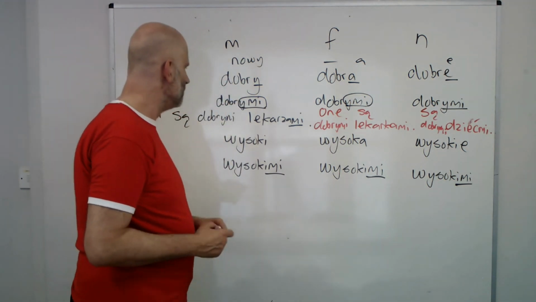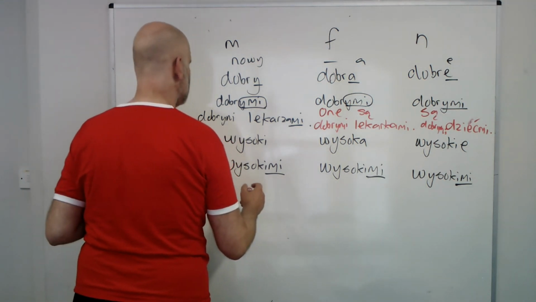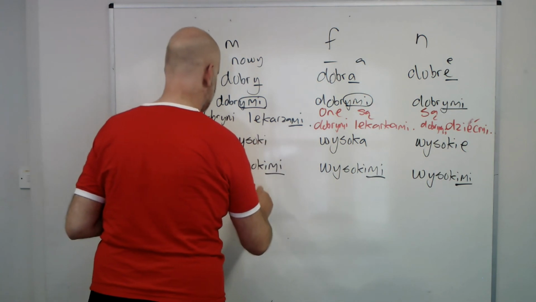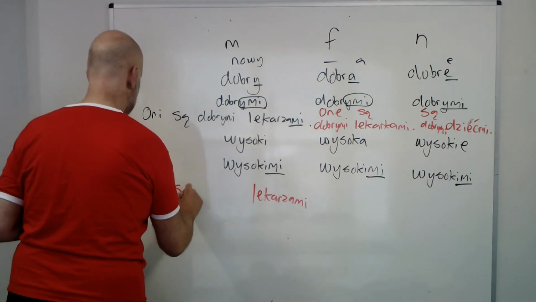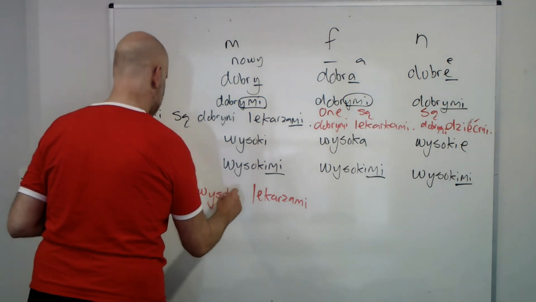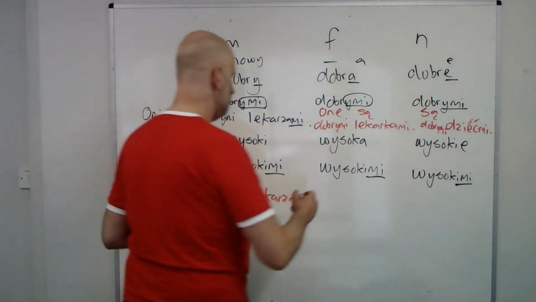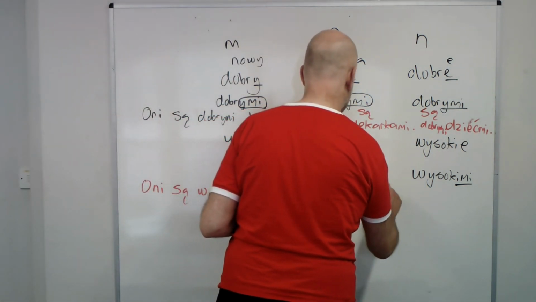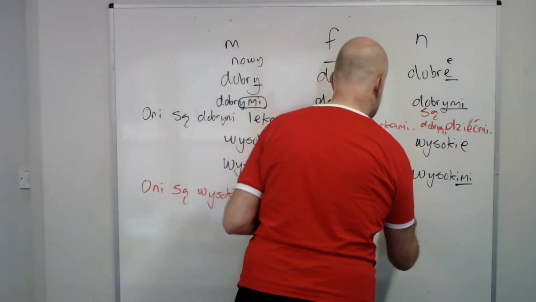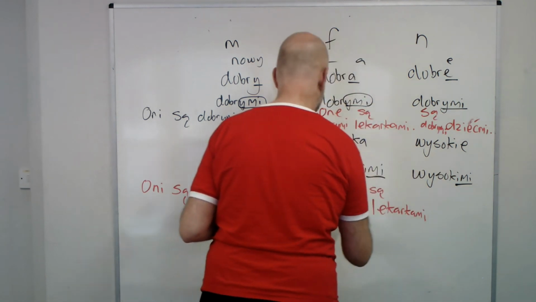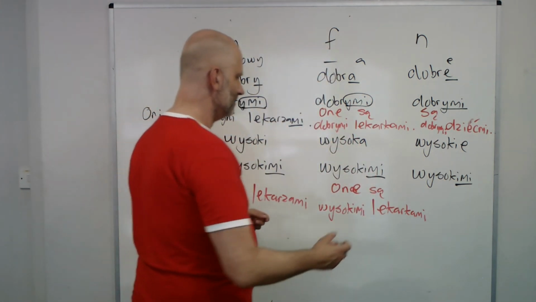And then if we say they are tall doctors, again, lekarzami. Oni są wysokimi lekarzami, so it ends with -imi. Ony są, they are tall female doctors, so again, lekarkami, and wysokimi. And they have tall children.